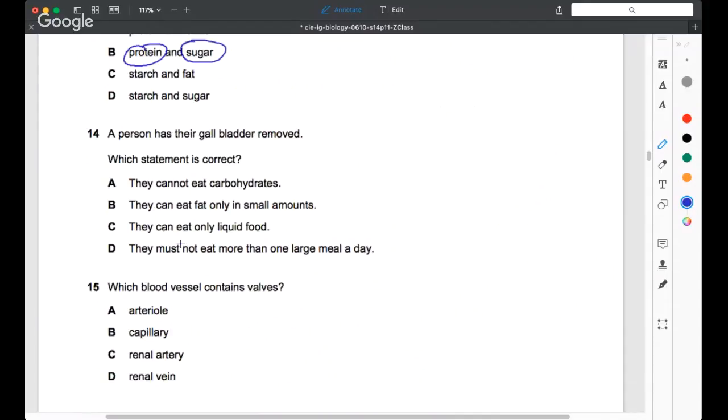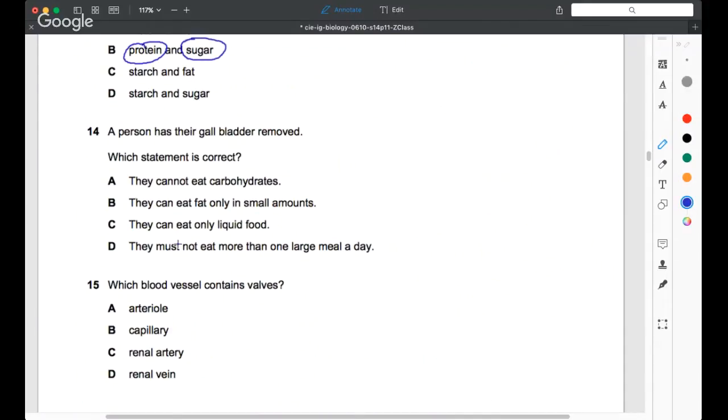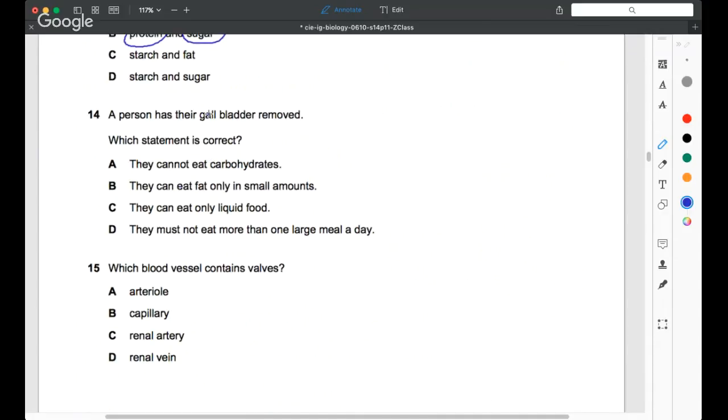A person has their gallbladder removed. Which statement is correct? They cannot eat carbohydrates. They can only eat fat in small amounts. They can eat only liquid fluid food. They must not eat more than one large meal a day. So, remember what the gallbladder does? The gallbladder produces bile, and bile digests fats.